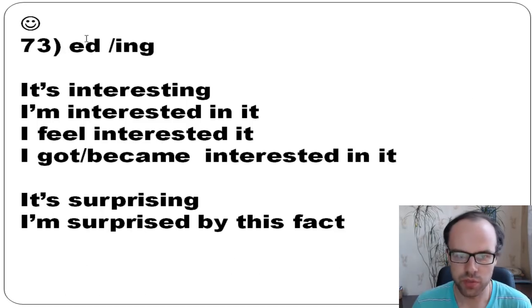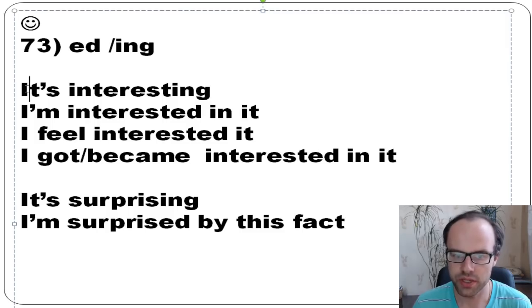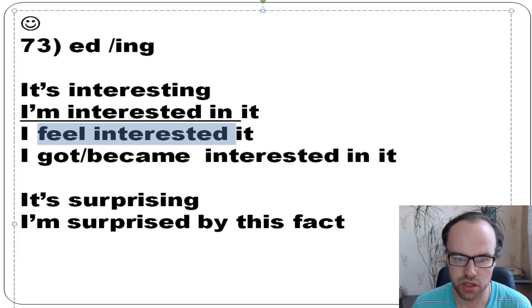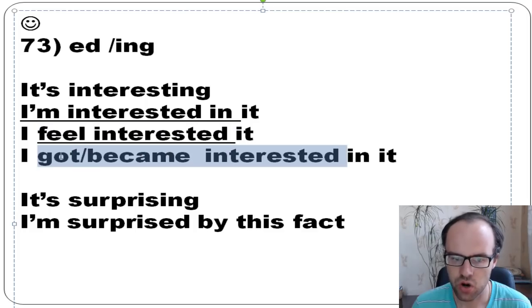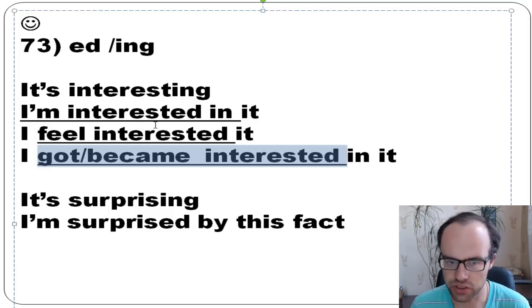Well, what about ed and ing? We say it's interesting, but please remember this phrase: I'm interested in. And I feel interested. So we use ed. And also I got interested in something, or I became interested in something, okay? So it's interesting, but I'm interested in it. I feel interested in it. I got interested in it. So got means became. I became interested in it.